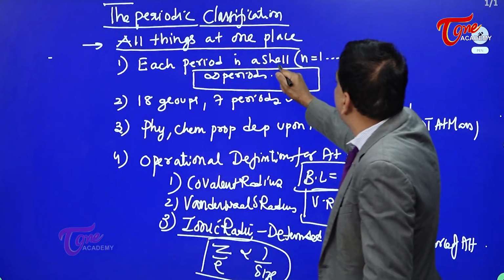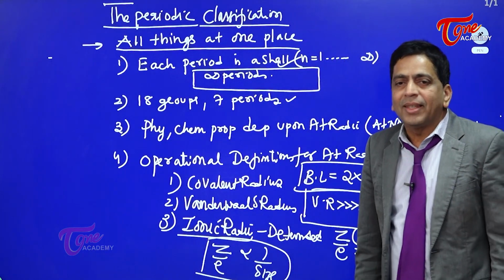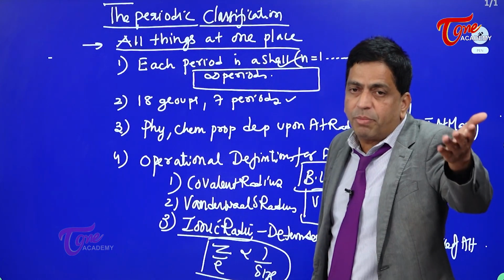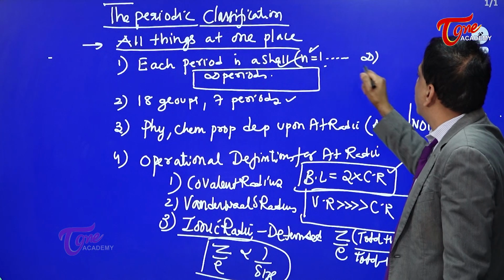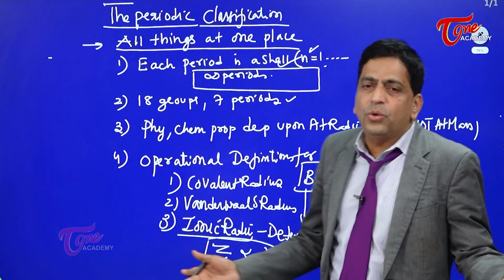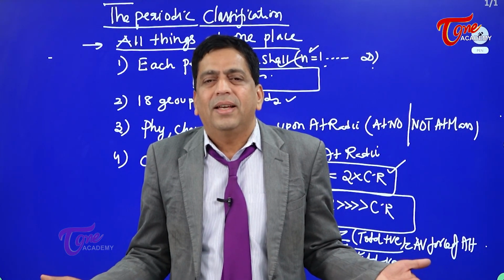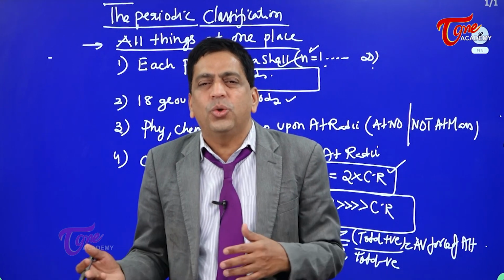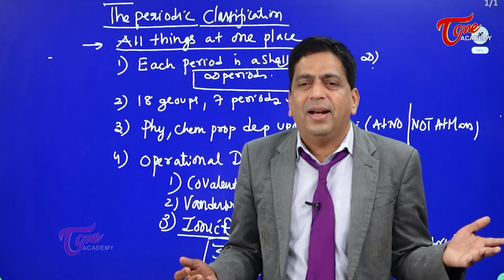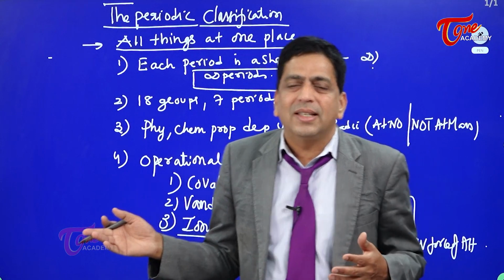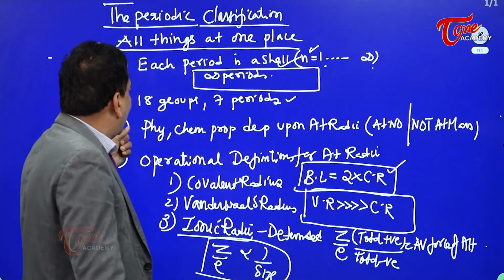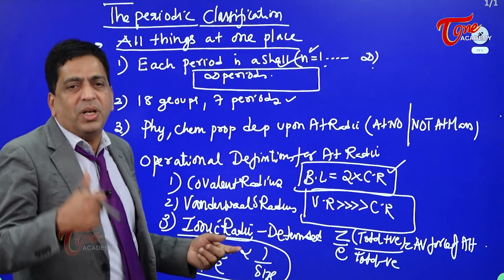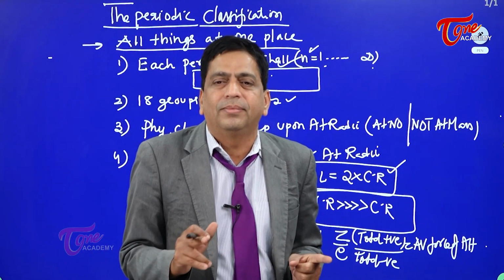First, each period is a shell, the same shell which is proposed by Bohr, where n value is 1 to infinity. If n is equal to 1, it is the first shell; 2, it is the second shell. And you have infinite number of shells, so you have infinite number of periods. And it has 18 groups in 7 periods. I am speaking of the modern periodic table.